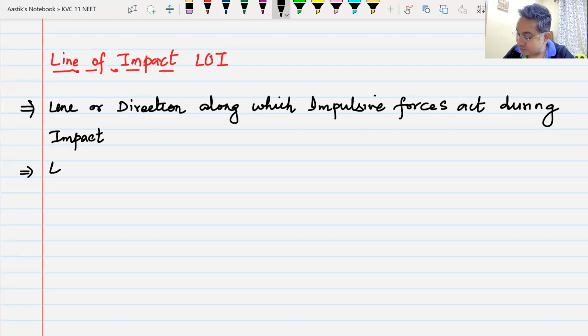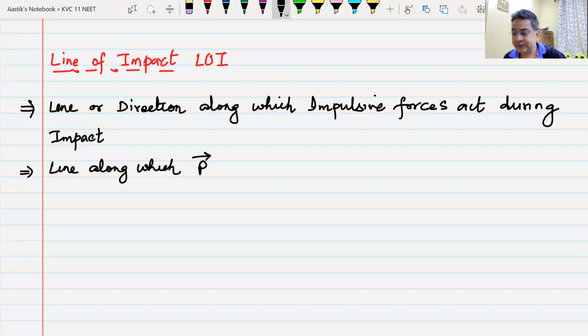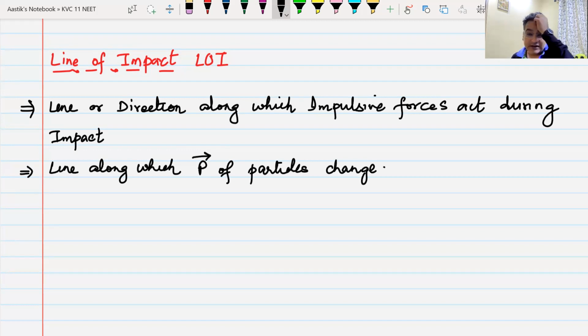This is also the line along which momentum, you understand the meaning of P? Momentum of particles only changes along this line. So whenever someone tells you about the line of impact, it is the line along which forces act. Since it is the line along which forces act, this is the line along which the momentum of the particle is changed.